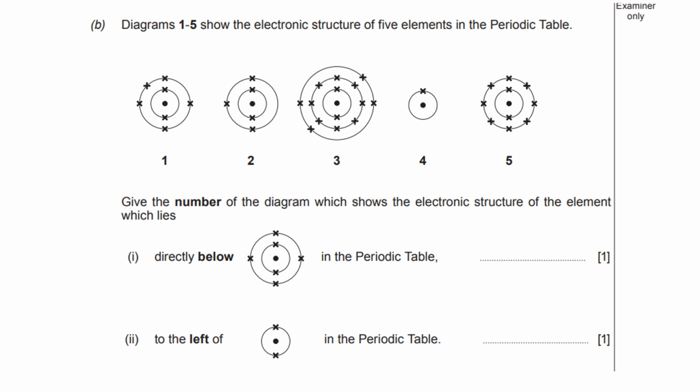Diagrams 1 to 5 show the electronic structure of 5 elements in the periodic table. Give the number of the diagram which shows the electronic structure of the element which lies directly below this in the periodic table. So this would be 3, and 4 is to the left of this in the periodic table.